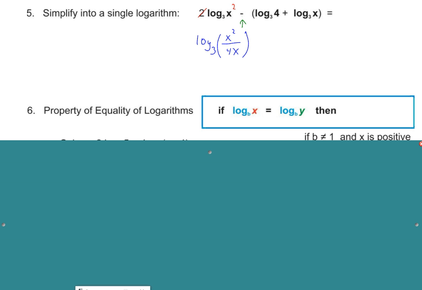and it's a property of equality of logarithms. If log x in base b equals log y in base b, then what can we claim? Well, if you'll just change the form into exponent form, I think it'll be real obvious. Like the front one is b to what power equals x, right? And the second one is b to what power equals y. Maybe that's not so clear.